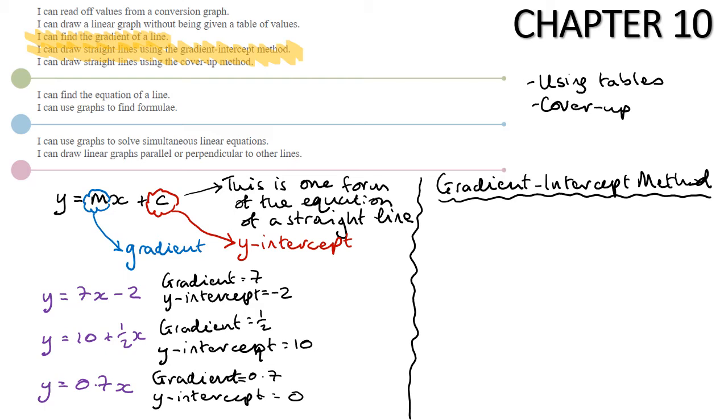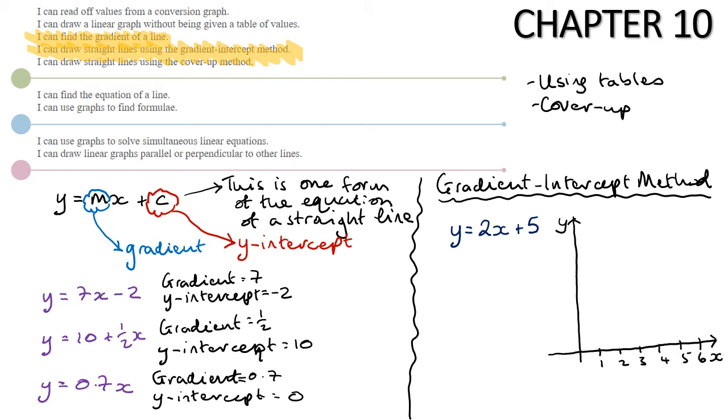Now, the gradient-intercept method, what do we do? Well, the best way to show you is with an example. y equals 2x plus 5. This is what I do. I've got my coordinate grid like this, with x here and y here. Let's put some numbers on. Whoops, y not x. So let's put some numbers on. 1, 2, 3, 4, 5, 6. And numbers here. 1, 2, 3, 4, 5, and 6.